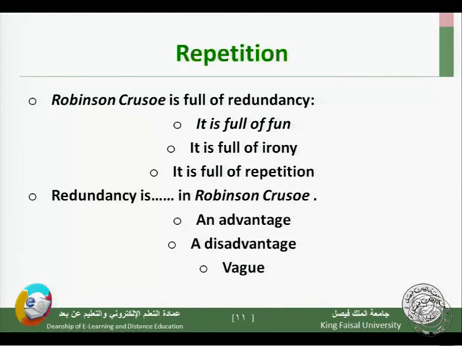Questions? Repetition. Robinson Crusoe is full of redundancy, which means repetition. The answer is, it is full of fun? Of course not. Full of irony? Of course not. Full of repetition. So the word redundancy is the same as the word repetition. Redundancy is the same as repetition. Is redundancy or repetition good or bad? Redundancy is an advantage in Robinson Crusoe, a disadvantage in Robinson Crusoe, or vague in Robinson Crusoe. I will leave the answer to you.